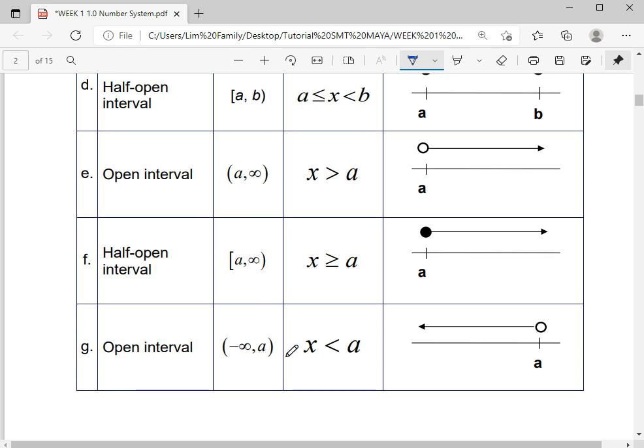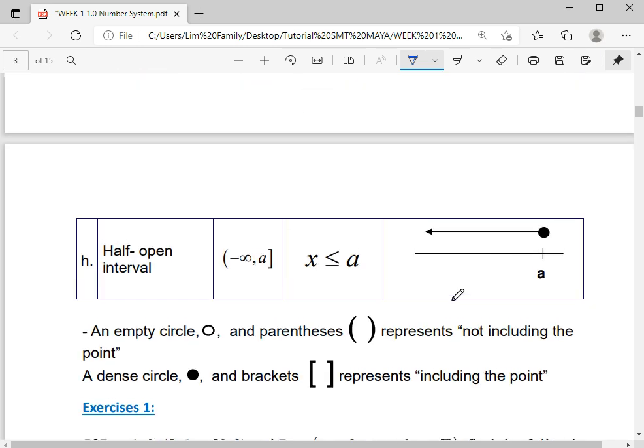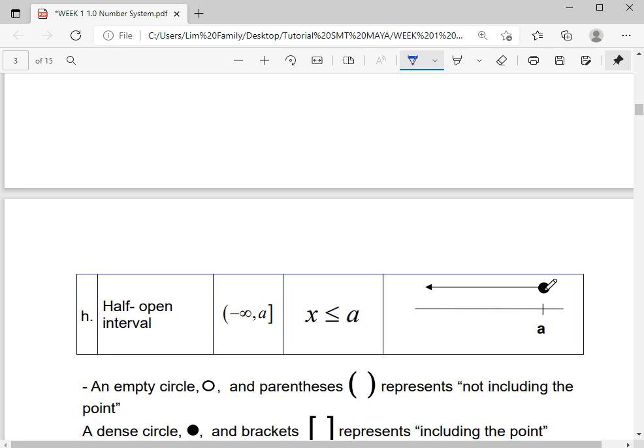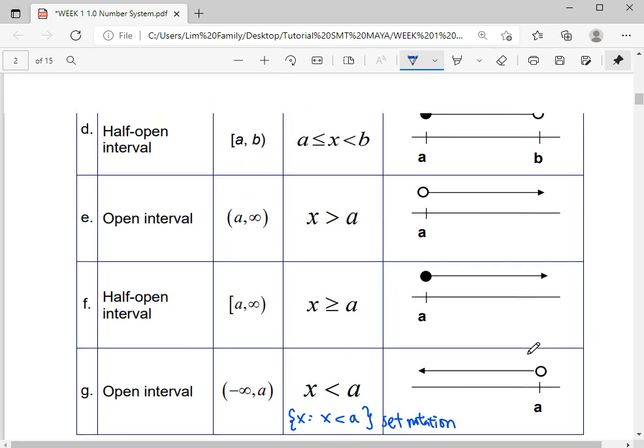Okay, so if you want to write it in set notation, just put your open curly bracket, then we just write x. So this is our set notation. Just put x, dot dot, what is that? So all of that we can write in set notation. And then if you have an equal sign, don't forget to darken your point here, which means that point is included.